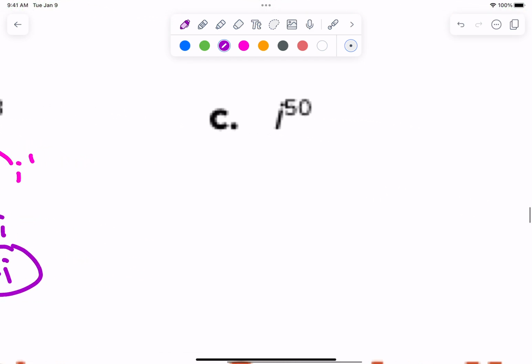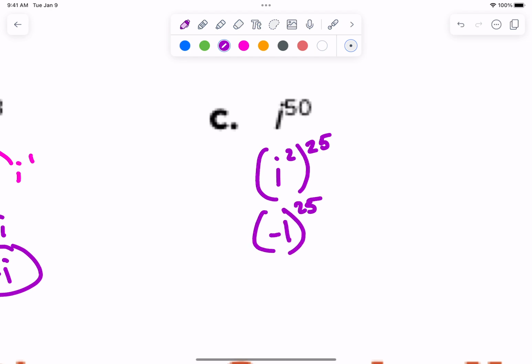Is it a multiple of 4? No, but it's even, so it's going to be 1 or -1. Let's see why. i squared to the what power? 25th. 2 times 25 gives me 50, right? i squared is -1. -1 times itself 25 times is -1, just like we said. It's an even number, so it's going to be 1 or -1, but since it's not a multiple of 4, it's -1.